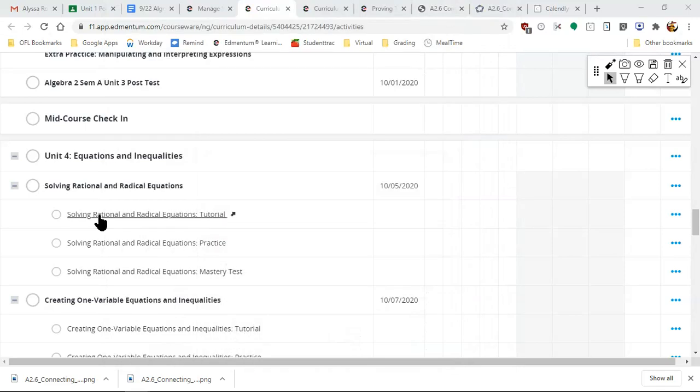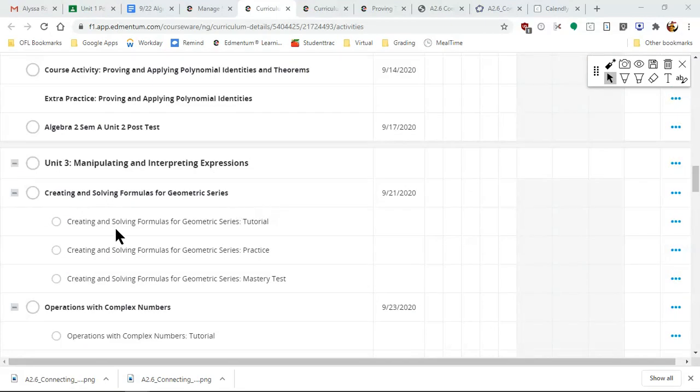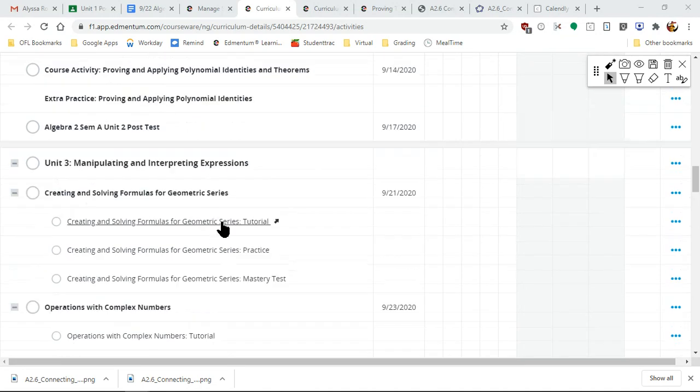All right, so starting on Unit 3, creating and solving formulas in geometric series. I'm going to try to just do half of it. If we have more time, we'll get into that as well.